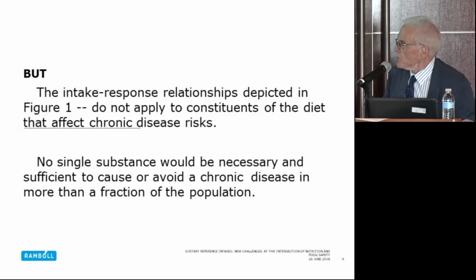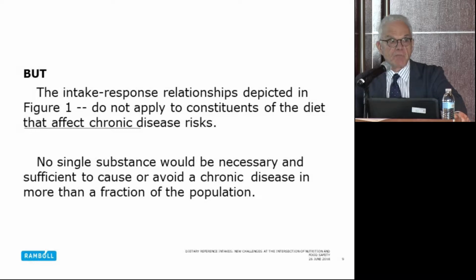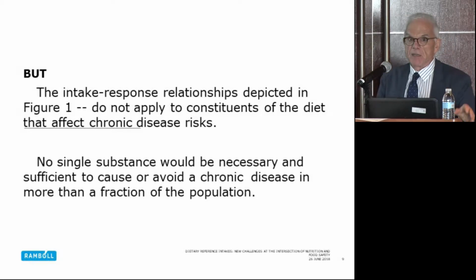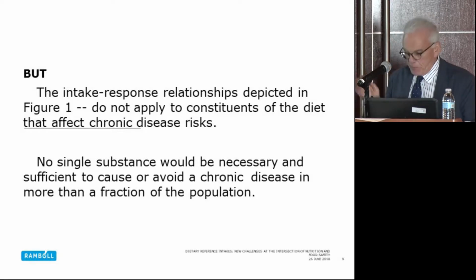The last sentence here, no single substance would be both necessary and sufficient to cause or avoid a chronic disease in more than a fraction of the population. So if everybody were affected, for good or for bad, by a substance and a chronic disease endpoint, we would call that substance, I think, a miracle. That doesn't happen with chronic diseases. They're much more complicated and they are multifactorial. So no single substance is going to have that characteristic. So that has to be taken into account in dealing with chronic disease endpoints.